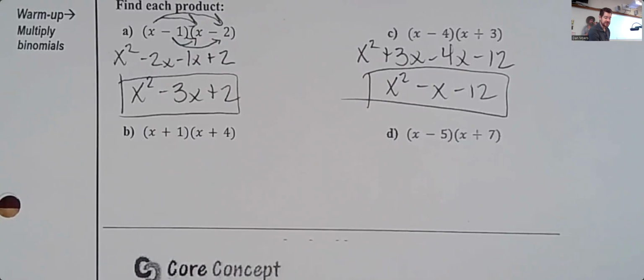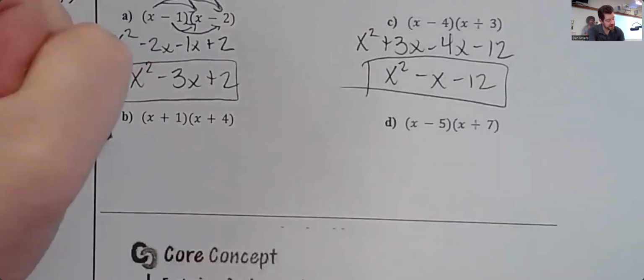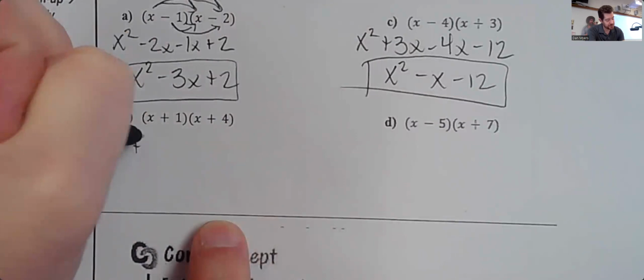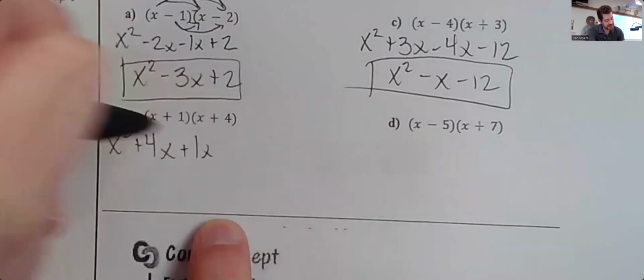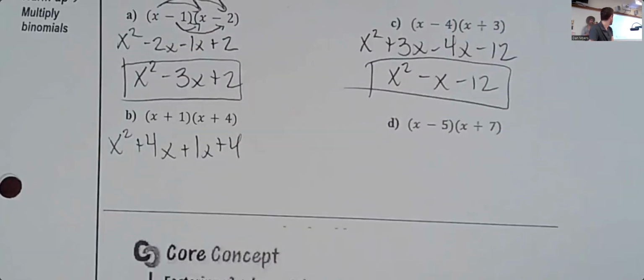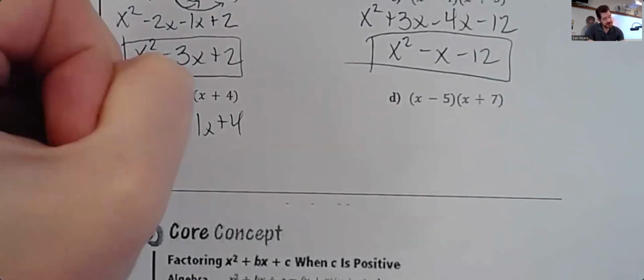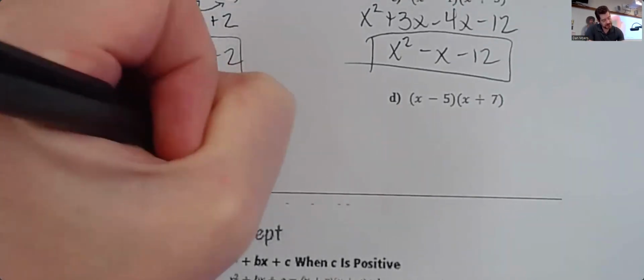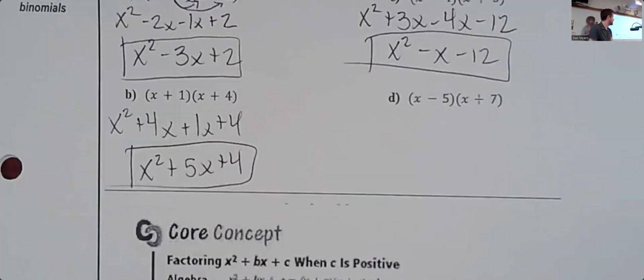So let's see. Next, we've got x times x again, x squared. Outer terms would be plus 4x, inner terms plus 1x, last terms plus 4. Add them together in the middle, x squared plus 5x plus 4. That's what we get for that one. If you haven't done the last one yet, go and do that one on your own real quick. And then we'll talk about what we're actually going to be doing today, which is factoring, which is basically the opposite of using FOIL. Stuff that you did back in algebra 1 as well.